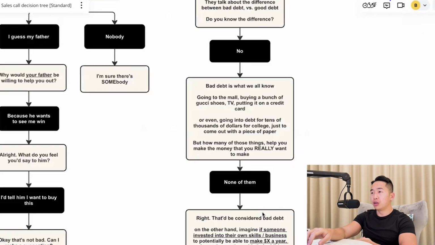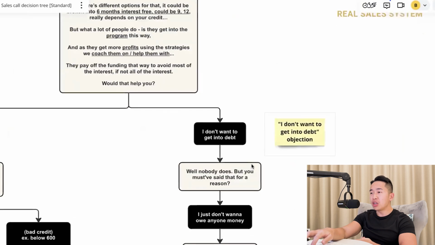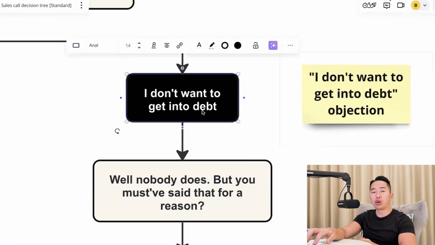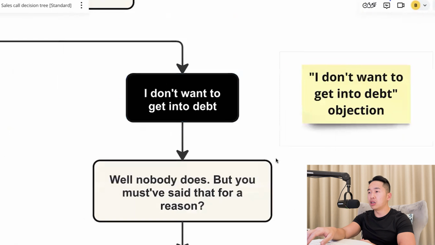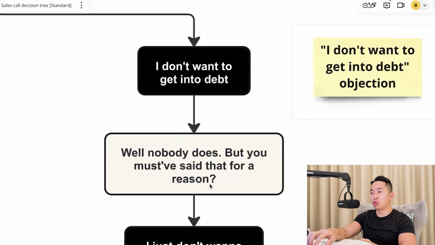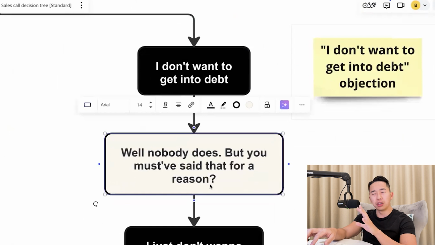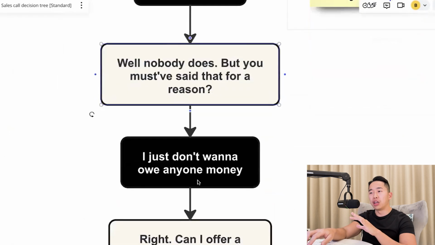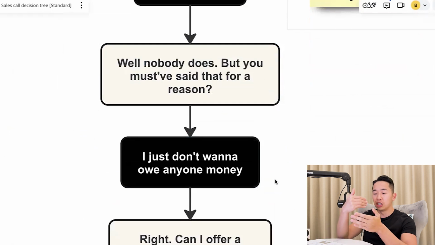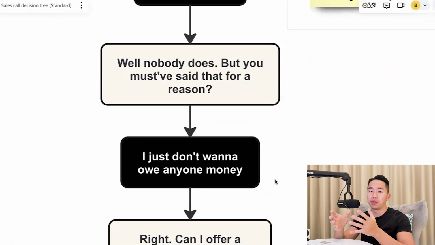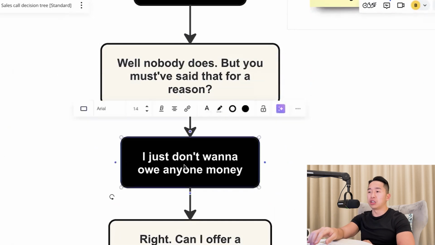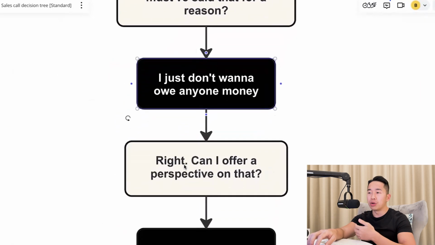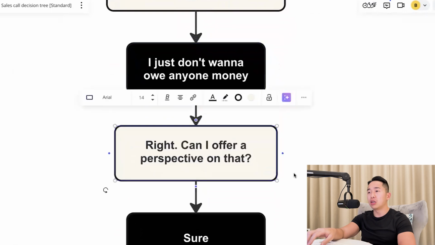So after that, let's go into the scenario where, well, I don't want to go into debt. You ever get that? So let's say into the financing, I don't want to get into debt. Then you simply go, well, nobody does, but you must have said that for a reason. And at that point, they're going to tell you a concern. So whenever something's not clear, like a concern behind the concern, meaning what's behind the concern, you want to clarify. You never want to assume. Because at this point, they're going to say, yeah, I just don't want to owe anybody money, or something happened in the past. Right.